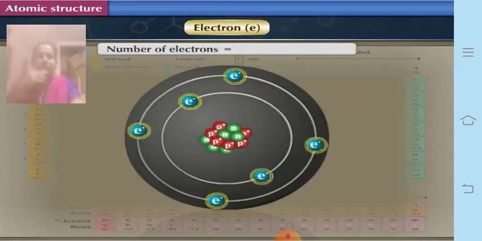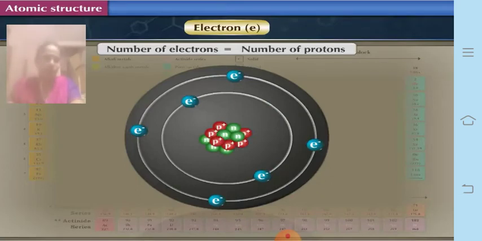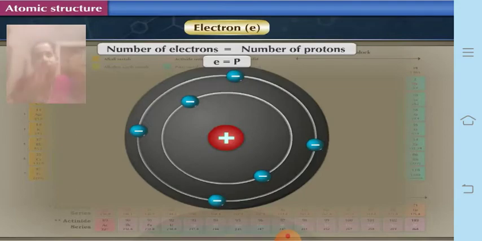Now the number of electrons is equal to the number of protons. I have mentioned this before also. Remember, whatever the number of protons, the number of electrons will be the same. Electrons carry a negative charge and protons carry a positive charge, and since both are equal in number, the charges get balanced. Since they are balanced, you can say that the atom as a whole is electrically neutral. It does not carry any charge as a whole.